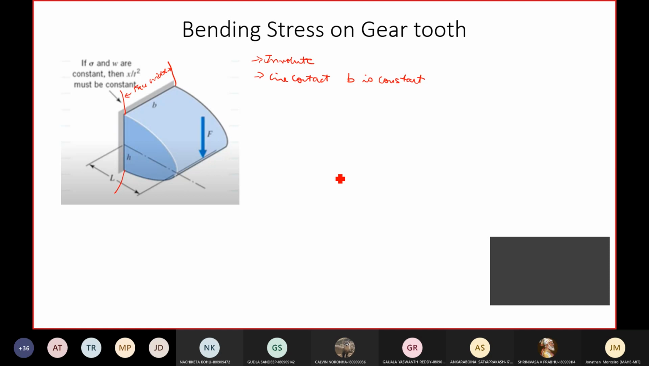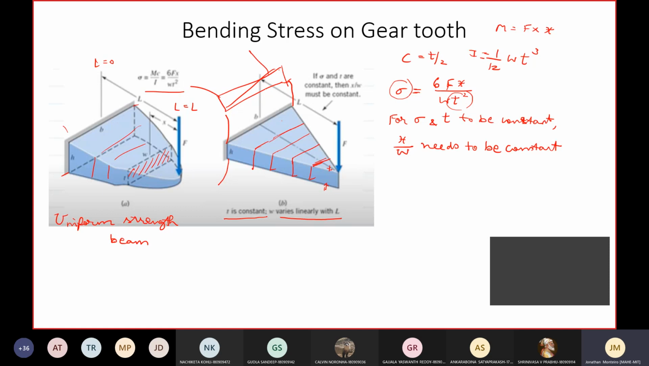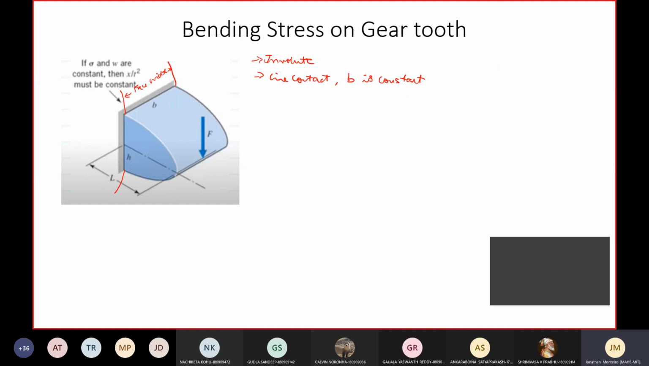Now, by keeping B constant, here in the previous figure, B was not constant. B was continuously varying from a maximum value to 0. That also we cannot have. This shape also we cannot have. Though B is slightly more here, the first one also we cannot have. So the only possibility is to have this kind of a shape. Now, what is this shape?